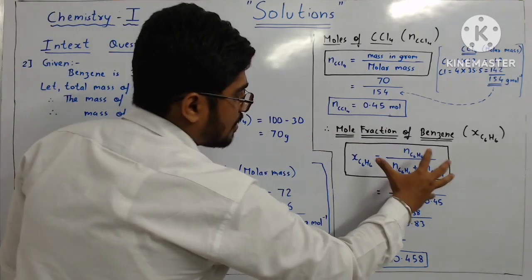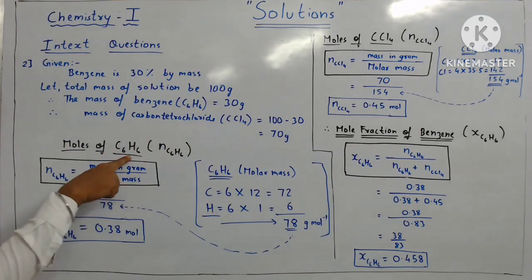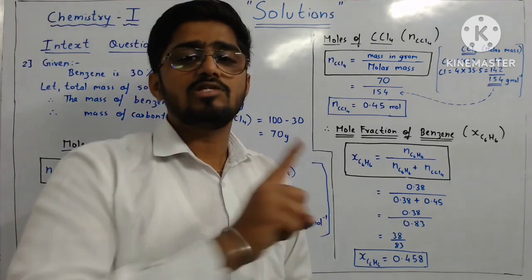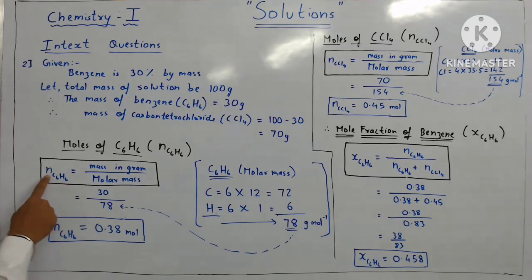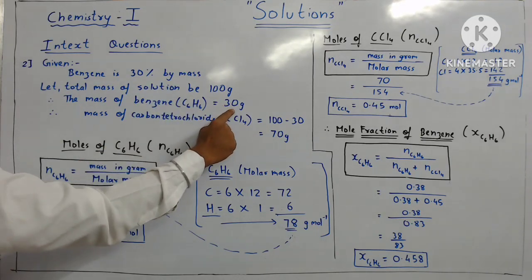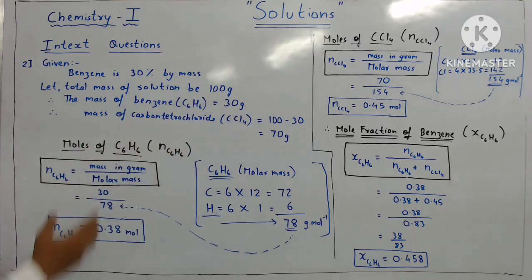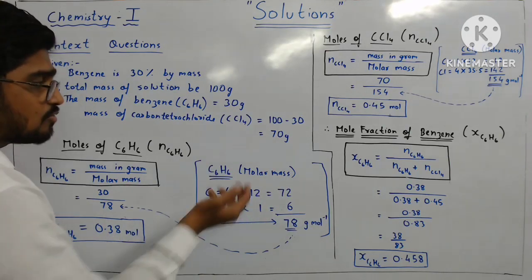So for this formula, we need to find the number of moles. First we will find the number of moles of benzene, that is N of benzene. What is the formula to find the number of moles? Students, in 9th standard there was one chapter, atoms and molecules, where there was a formula to find the number of moles. Number of moles of benzene is the mass of benzene, which is given, in gram, divided by the molar mass of benzene. In 9th standard you learned how to calculate the molar mass of a whole molecule.